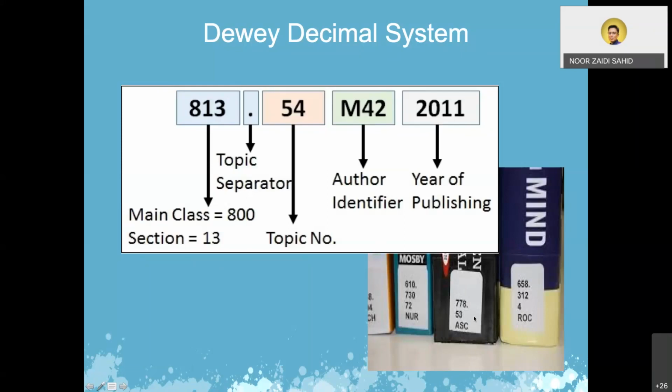And sometimes the library provides a year of publication di bawah ni sekali. Di bahagian bawah ni dia letakkan year of publication. Kenapa? Sebab dia mungkin adalah the second or third or fourth or fifth edition of the same book, but published in different years. Jadi diletakkan tahun di sini. Buku title yang sama, tetapi edition yang berbeza. Jadi diletakkan tahun di sini untuk membezakan dengan kelas.